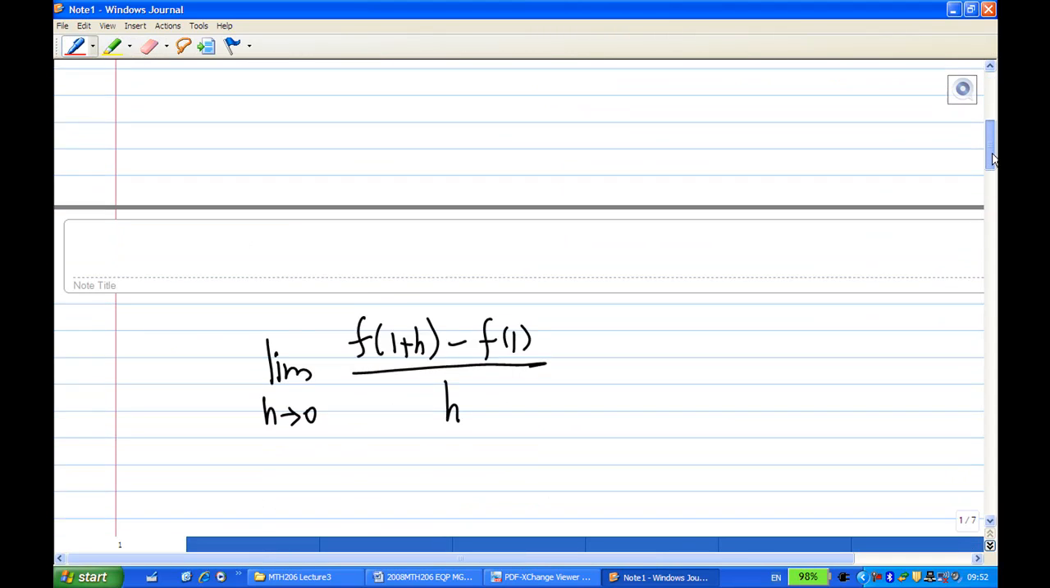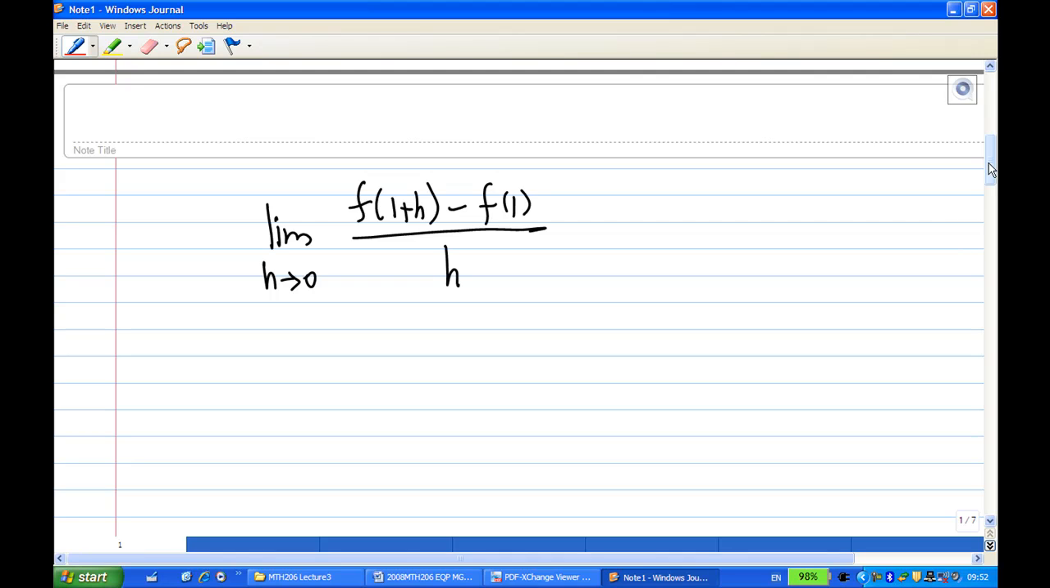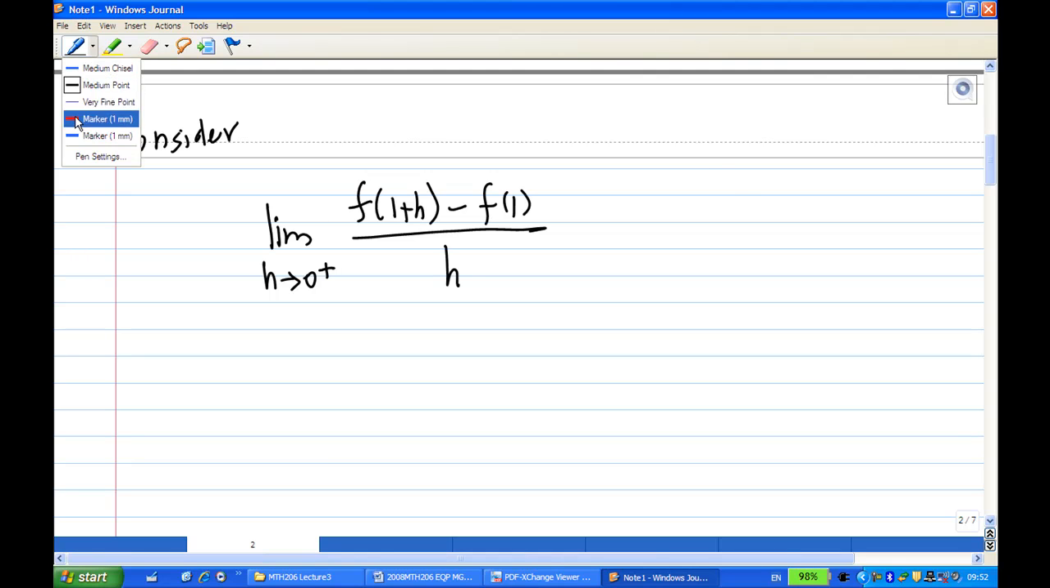Okay, so now let's find out what this thing is. In order to compute this limit, we have to compute separately for h goes to 0 positive and h goes to 0 negative. So let's consider this one first. Consider the limit as h goes to 0 plus. That means h is positive now. Since h is positive here, that means that 1 plus h will be more than 1.